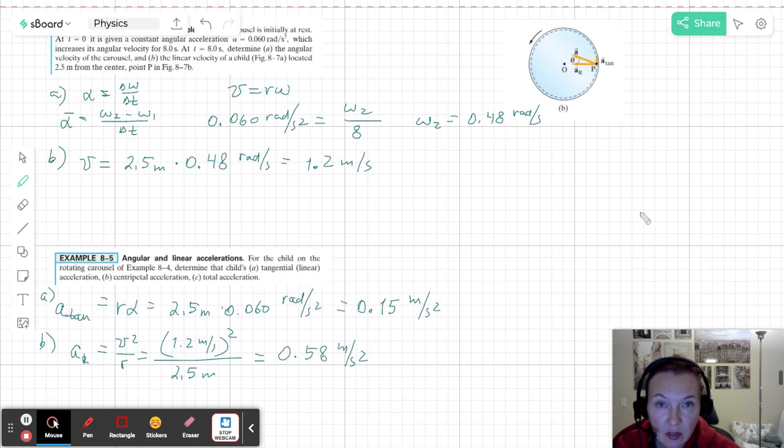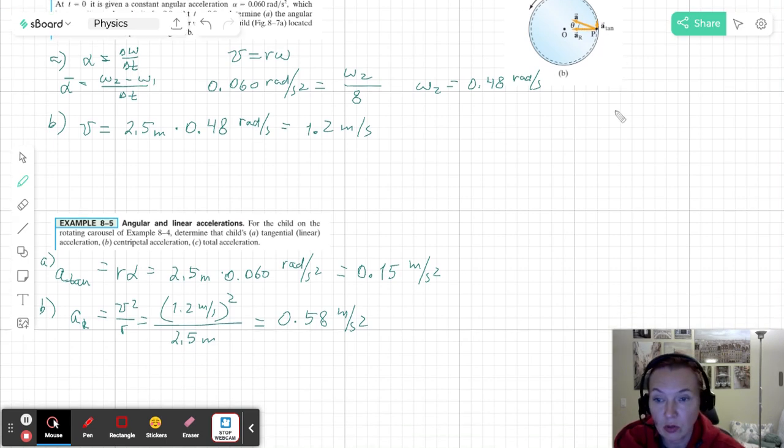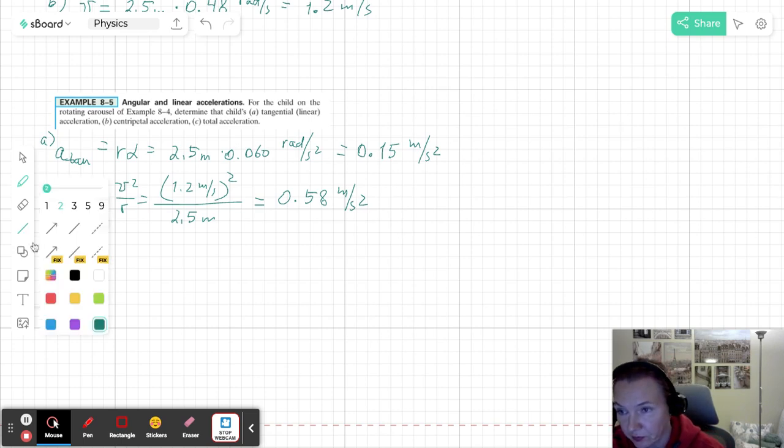Now let's take a look at the diagram here. So the total acceleration is going to be the sum. Remember, it's the sum of centripetal and tangential. And centripetal is directed towards the center. Tangential is tangent. We remember from geometry that the angle between those has to be 90 degrees, which means that we can use the Pythagorean theorem to figure out the total acceleration.